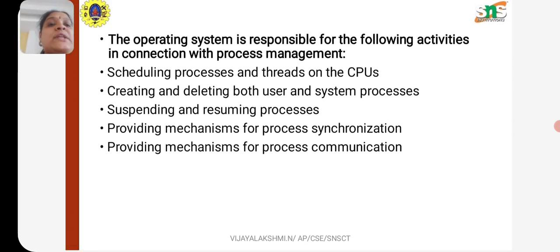So we saw about the ready queue and the device queue. What are all the responsibilities process management has? Scheduling processes and threads on the CPU, and it will create and delete both user and system processes. The OS has the authority to suspend and resume a process, and it provides a mechanism for process synchronization and a mechanism for process communication.